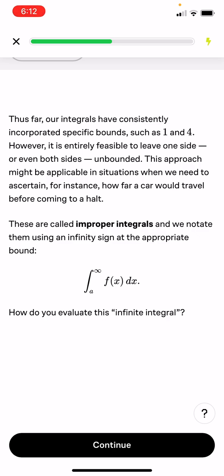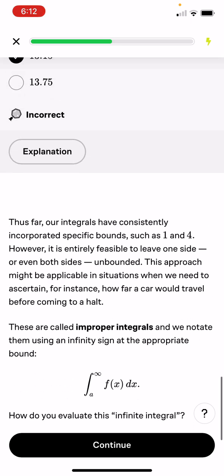Thus far, our integrals have constantly incorporated specific bounds, such as 1 and 4. However, it is entirely feasible to leave one side or even both sides unbounded. This approach might be applicable in situations when we need to travel uncertain distances, for instance, how far a car would travel before coming to a halt. These are called improper integrals. We take them as fitting the sign of the appropriate bound. How do you evaluate this infinite integral?